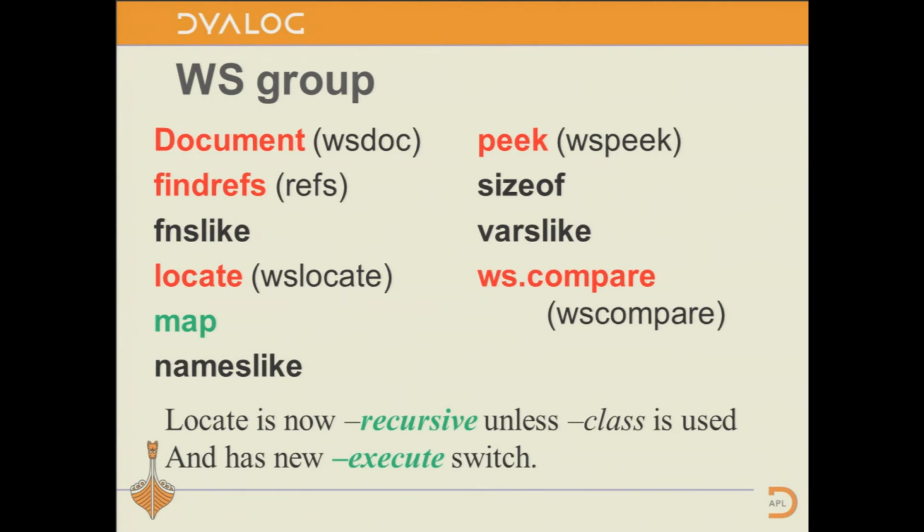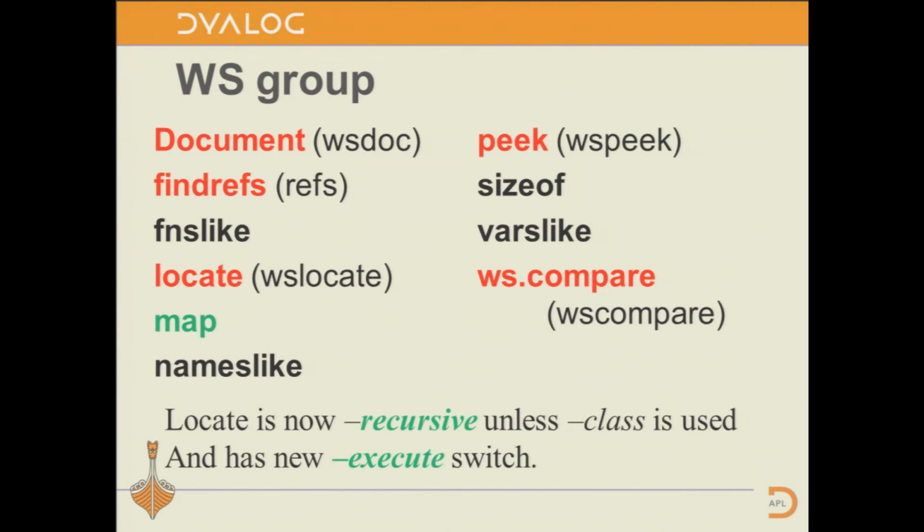The workspace group, lots of renaming there too. There was something called WizDoc, has been named document. That's basically the WizDoc that displays all your functions and variables in your workspace, cross-references and stuff. Find references finds all the references that are in your workspace. If you have any loops and things like that, it used to be called ref. It's called find refs. Find like hasn't changed. It tells you all the functions that like a certain pattern. WizLocate was called locate. Locate was called WizLocate.